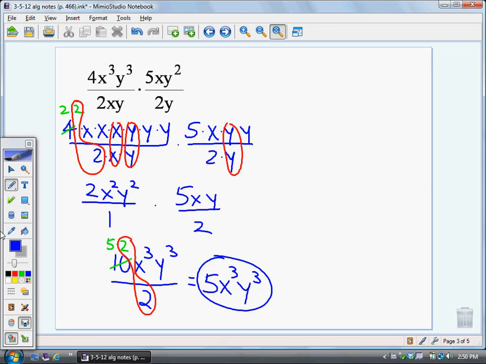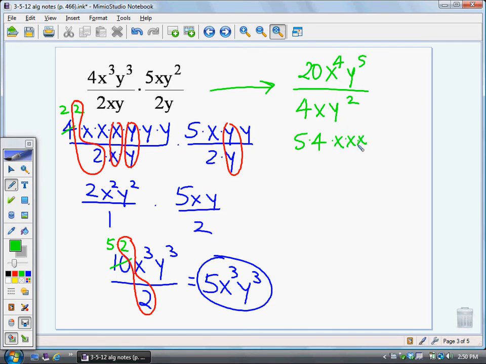And now, second way to have done this problem. And so one way is to do it that way. The other way would have been to multiply across, so that you would have 20 x to the fourth, y to the fifth, all over 4x, y squared. And so now when you go through, you'd have 5 times 4 times the different x's and the y's, all over 4 times x times the 2 y's.